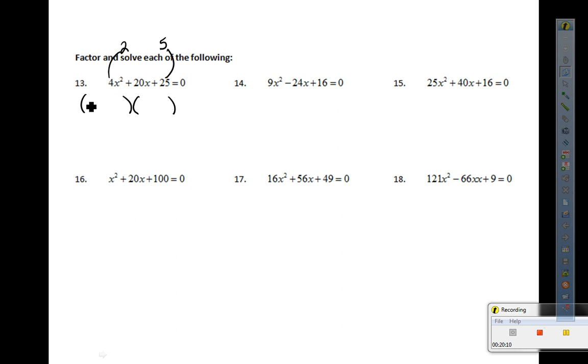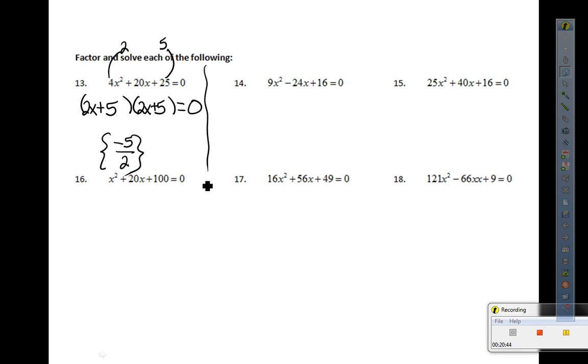The square root of 4x squared is a 2x. The middle term's there, so I'm going to have a plus sign twice. Plus, plus, 5, 5. There it factors. I call this one of the square root shortcuts. Now, when you solve this, there's just going to be one answer because it's the same answer. So the answer is negative 5 over 2. And then you got it.